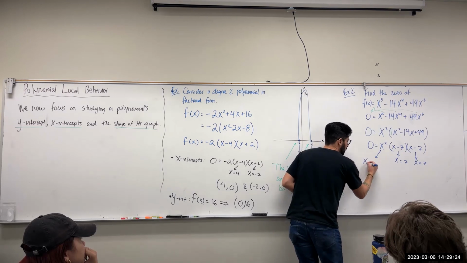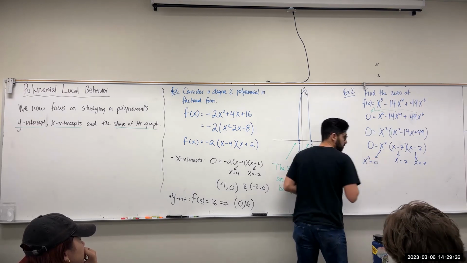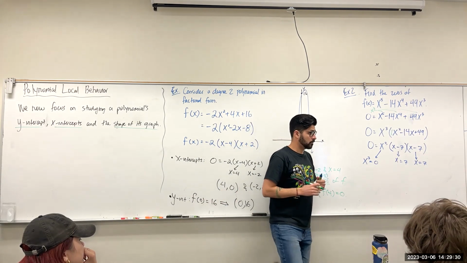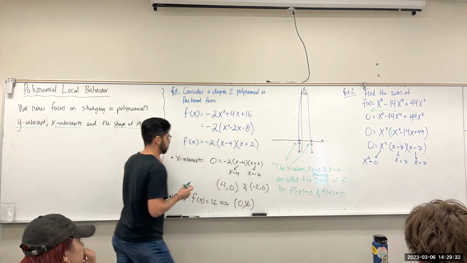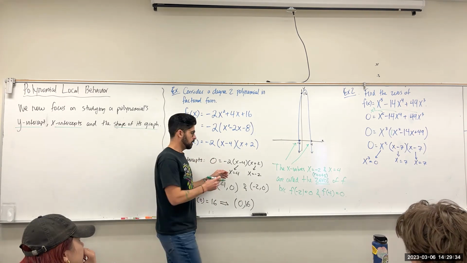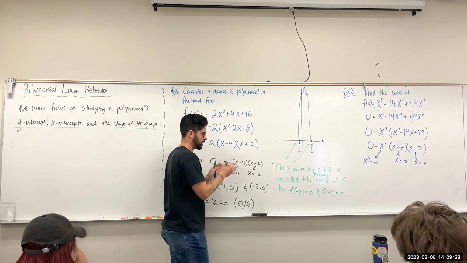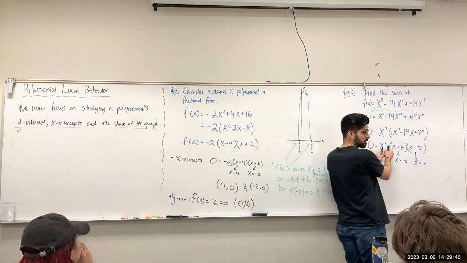Let's double check real quick. I'm going to set it equal to 0. Question: for that one, for -2, we didn't have to do anything, it's because it doesn't have an x. This has no x, versus this one, which does have an x.